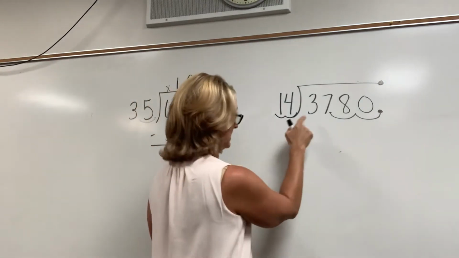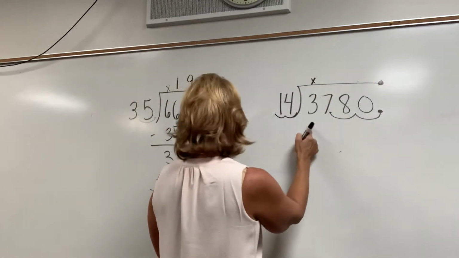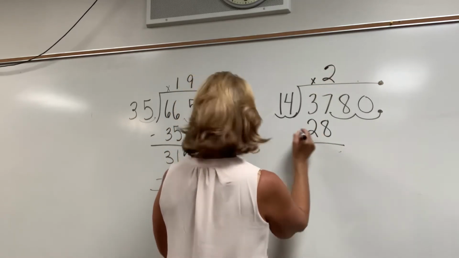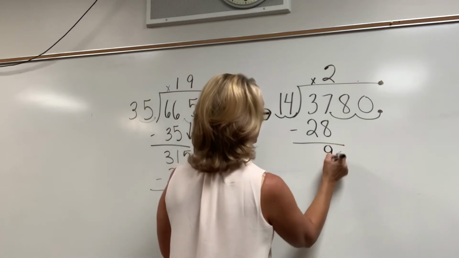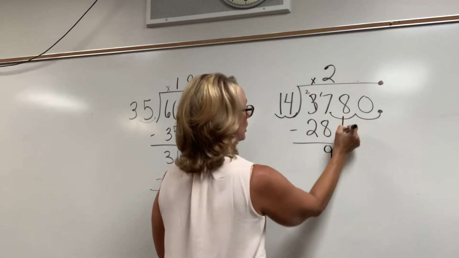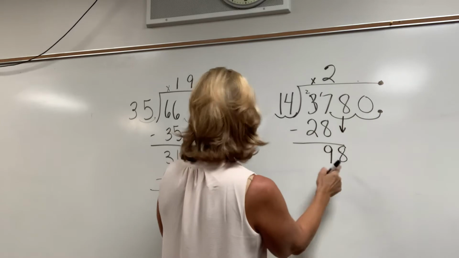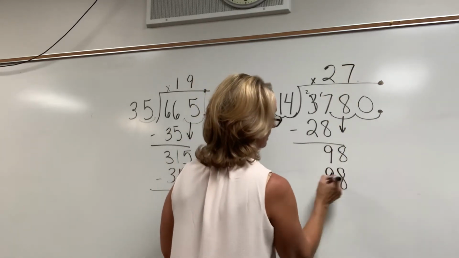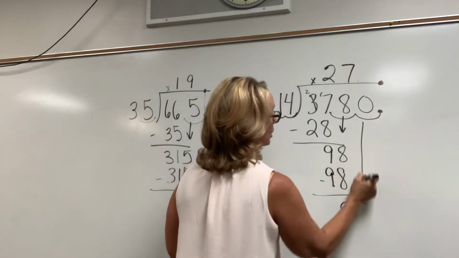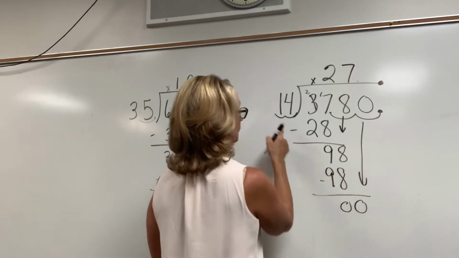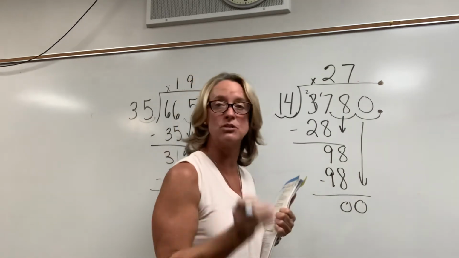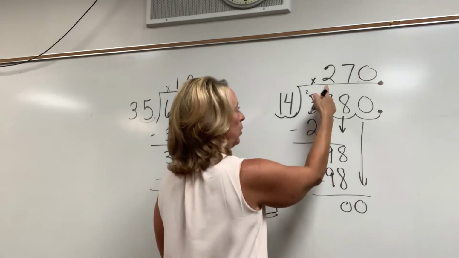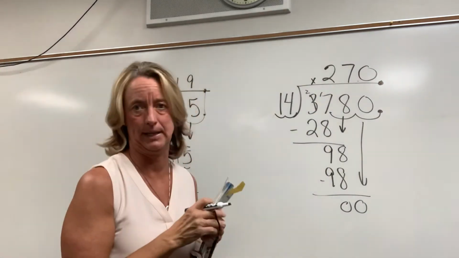So 14 does not go into 3, but it goes into 37 2 times for 28. You're going to subtract and get 9 because you had to borrow. You're going to bring down your 8. 14 goes into 98 7 times for 98. You're going to subtract and get 0. You're going to bring down your 0, and because 14 does not go into 0, you need to make sure that you put a 0 in your quotient. So your quotient is 270.